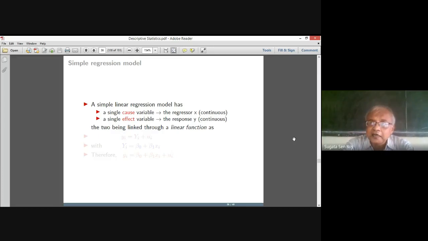Is the converse true? Can I take weight as the cause variable and height as the effect variable?